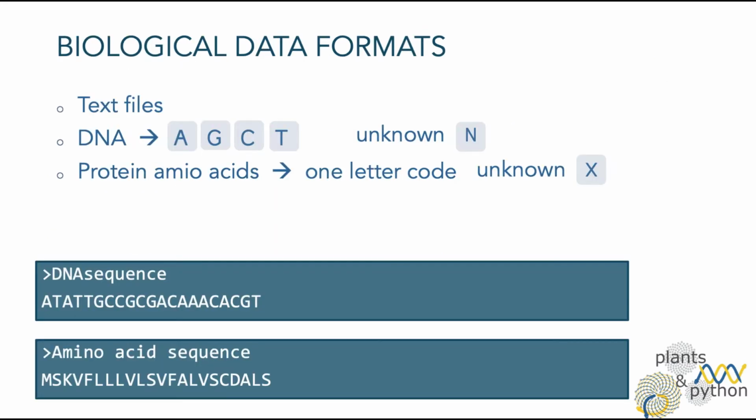Most biological data is stored in text files, where DNA bases adenine, guanine, cytosine, and thymine are represented by 4 letters and the unknown bases with an N. They can be upper or lowercase. If you find a mixture of them, it's because the lowercase letters are masked, and they won't be processed the same way as the others by some programs. Proteins can also be represented by a 1-letter code, where unknown residues are represented by an X.